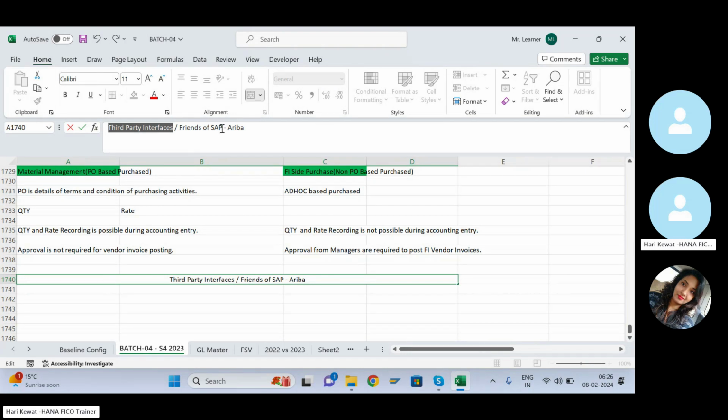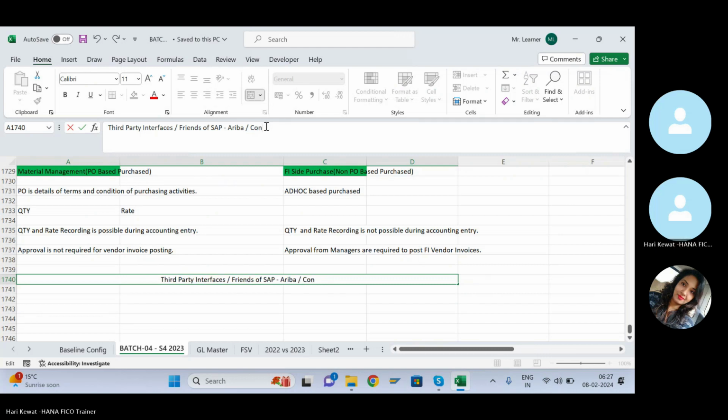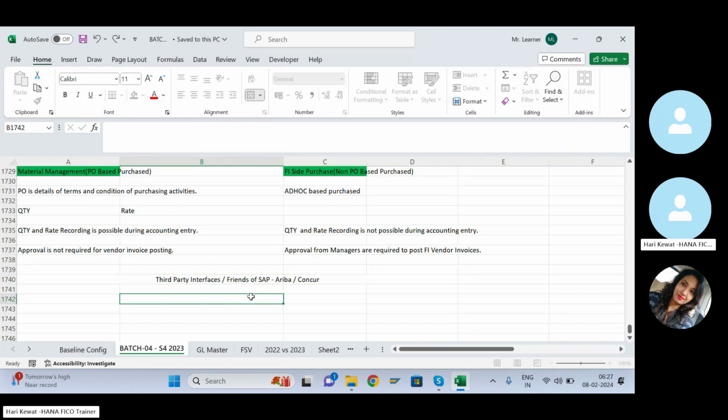Okay, so sometimes the purchases you do from the third party system also, and that data flows into SAP. So as a FICO consultant, you should also know this interface like Ariba, and a third party tool called Concur. Let me write Concur. So these are the friends of SAP in which you do the invoice booking, and the accounting flows into SAP. Is it clear, Aruna?